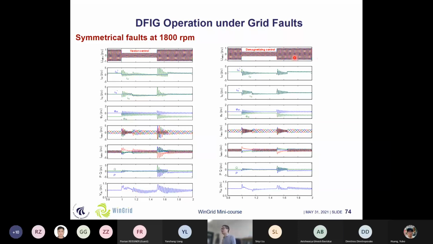And we can see that there are also a lot of fluctuations in the DC voltage. If we use the demagnetizing control, you can see that in case of the grid fault, the rotor current follows the reference quite well. Meanwhile, the natural component is damping much faster compared to the normal vector control. And the DC voltage is also much smoother compared to the vector control conditions. So here we can see that the demagnetizing control is much better compared to the vector control if we have a symmetrical grid fault.